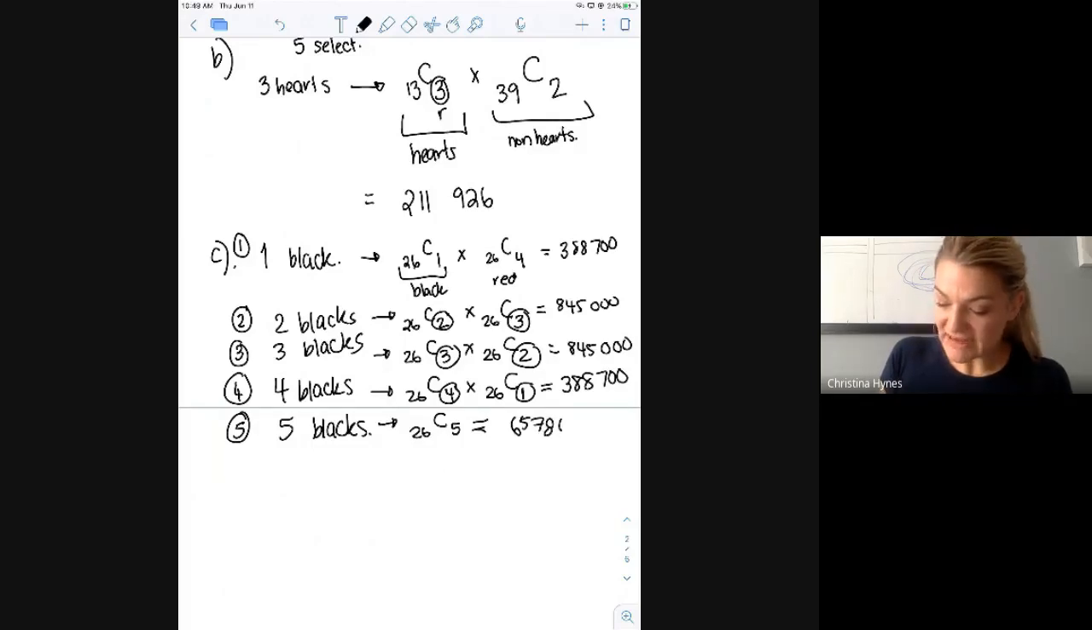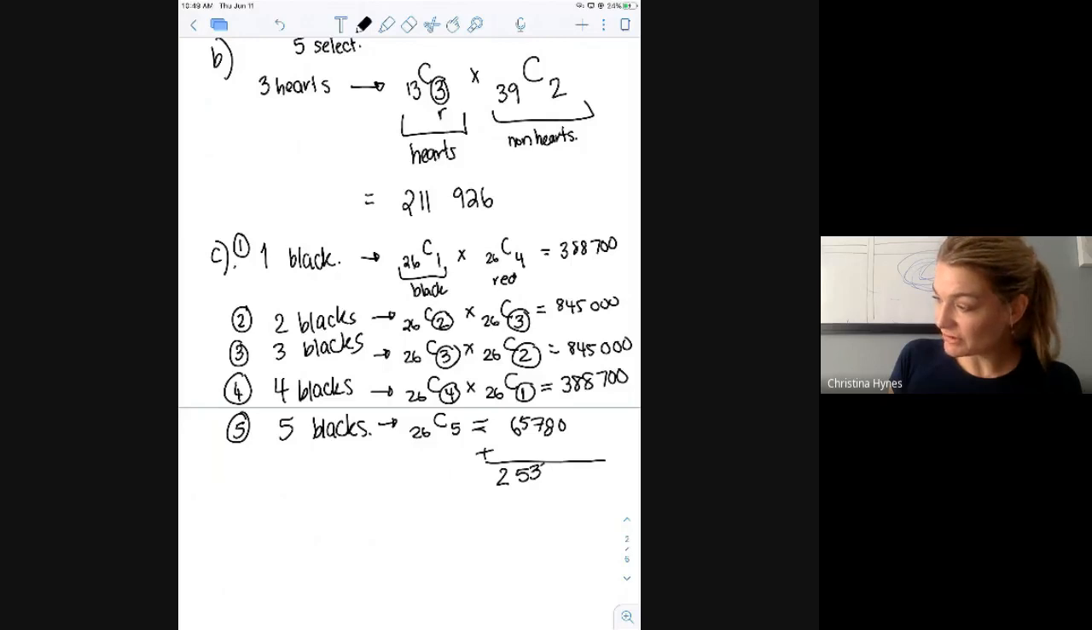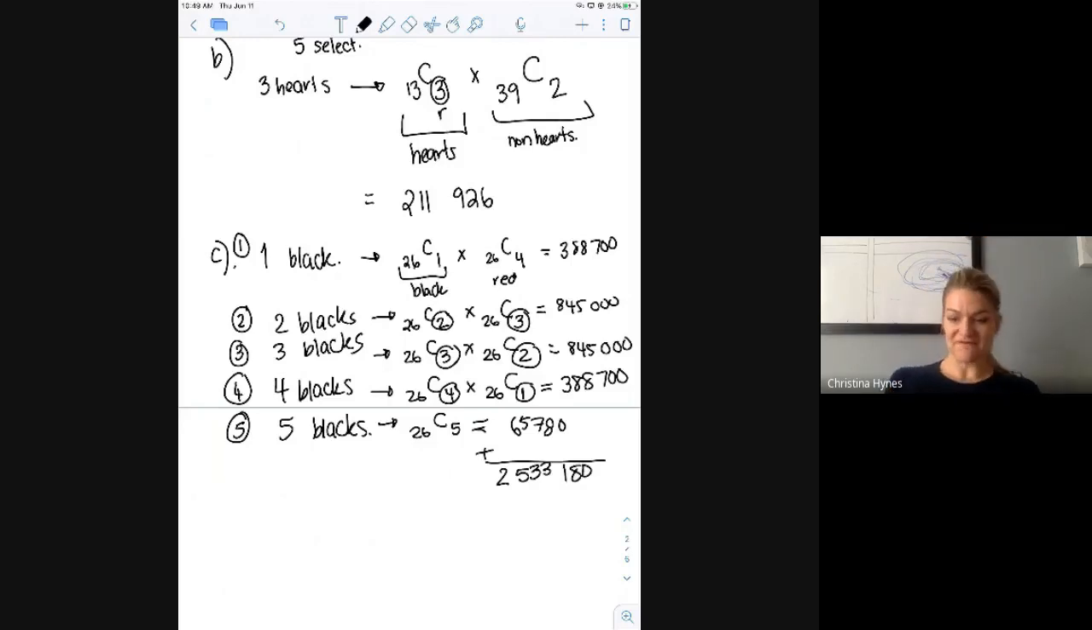Now, once you're done this step, what you're going to do to get your final answer is add up all these answers, okay? Between the cases, you add, because you're saying I could have 1 or 2 or 3 or 4 or 5. And between that, you always add. So the addition of these numbers would be 2,533,180. Now I want to show you a faster procedure.